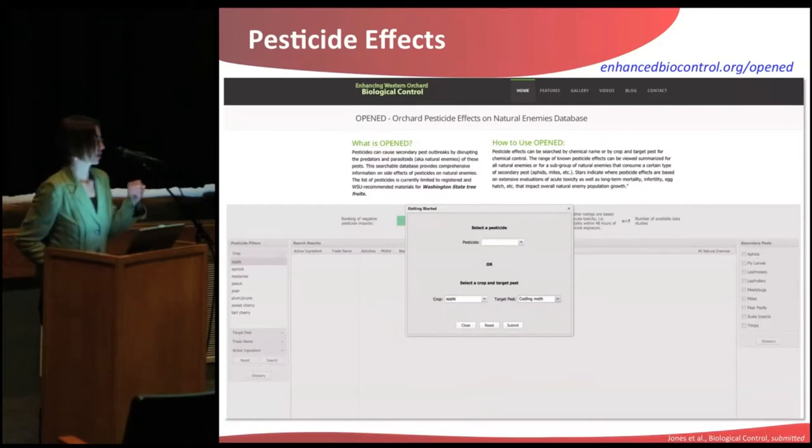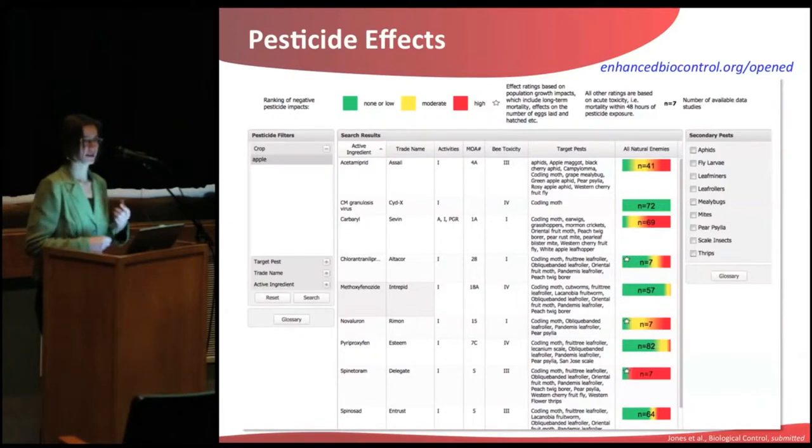How you can access it, you can either search by an individual pesticide, or you can select a crop you're interested in, you want to manage, and a certain pest. For example, I chose apple and codling moth. And what it does then, it looks into the database and it pulls out all the materials that you can use to control codling moth and apple in Washington State. And it lists those in this nice table.